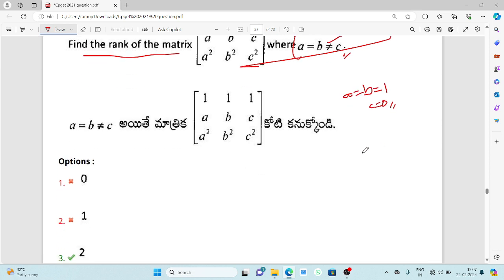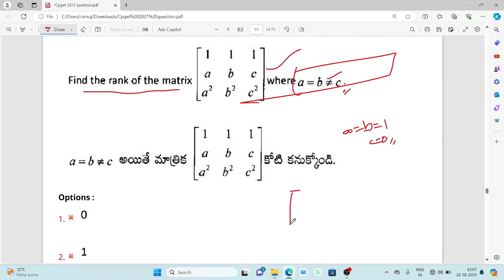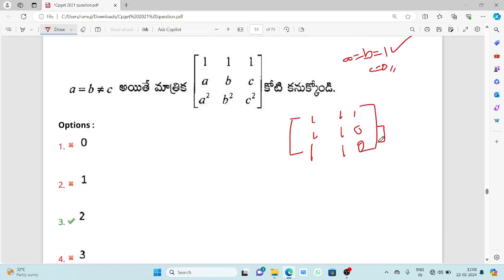Just substitute the values into the given matrix. We get 1 1 1, and for A B we consider 1, so I write 1 1 here, and the C value as 0, and A square, B square, C square, so that is 1 1 0. If you do the row operation R2 minus R3, you get 1 1 1, 1 1 0, 0 0 0. You can clearly see that in echelon form only two rows are linearly independent. So you can say that the rank of the matrix is 2. So there is a one-dimensional null space.